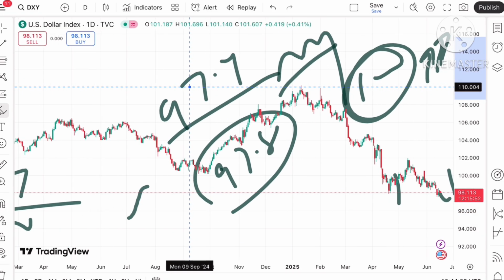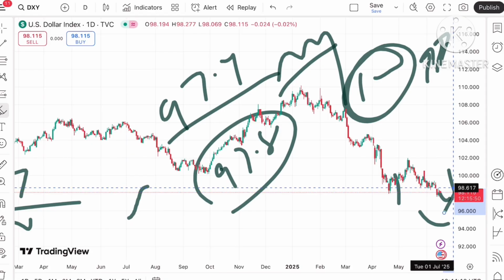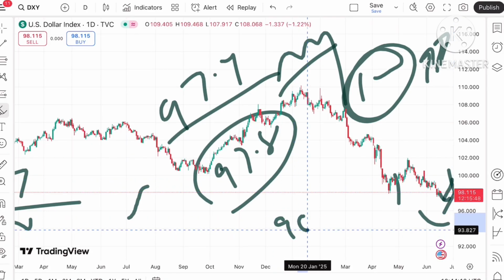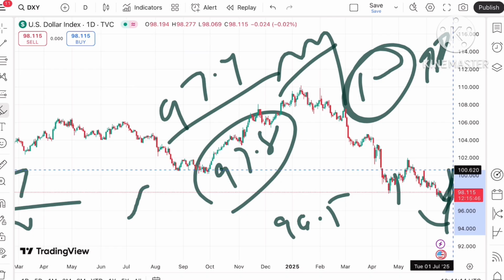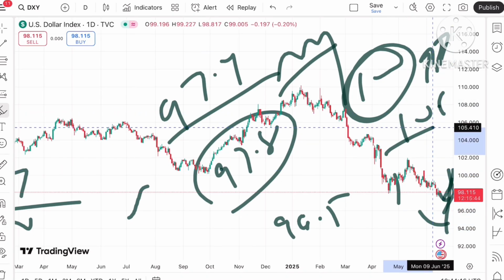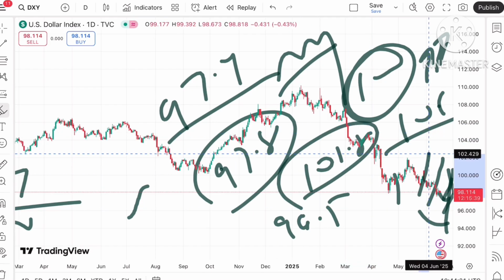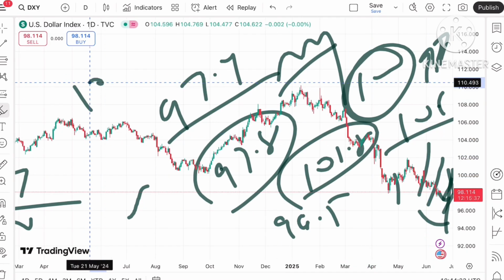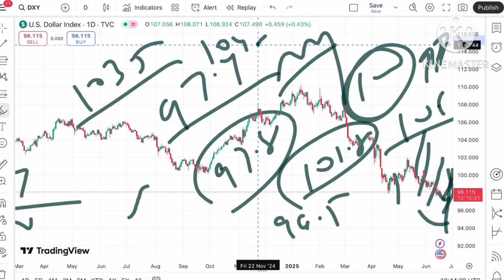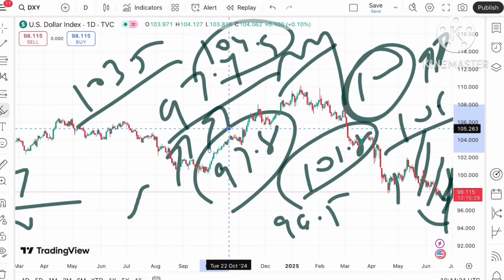Okay, but if it starts sustaining this level, it can move again towards a level of 98.6 to a level of 99.5. Okay, and if the price goes above this level, probability of touching 100.6 we can see, and then to a level of 101.8. Suppose if the price moves above this level, probability of a level of 104.9 will be there, and then a further upside movement we can see.